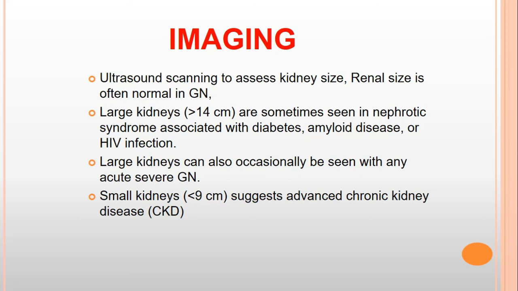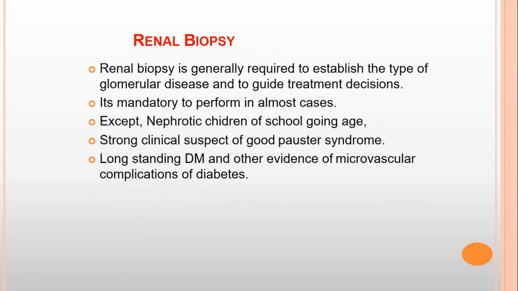Small kidney: less than 9 centimeters, by definition, suggests advanced chronic kidney disease. In acute glomerulonephritis, kidney size can be normal or slightly increased, an enlarged kidney. But in chronic kidney disease, the kidneys should be less than 9 centimeters.